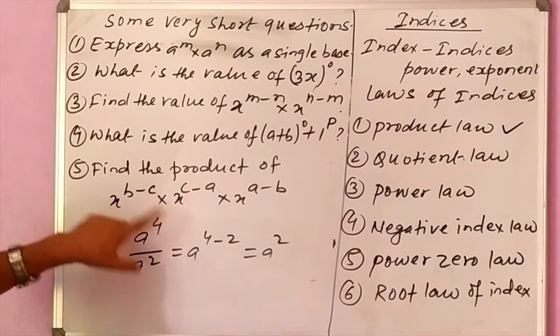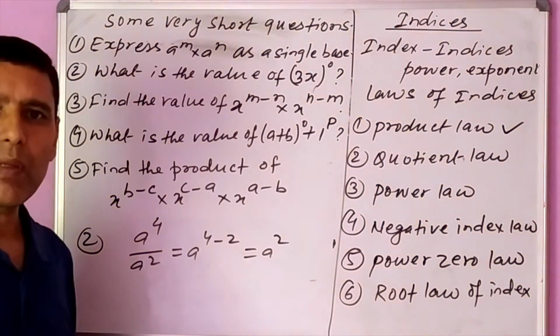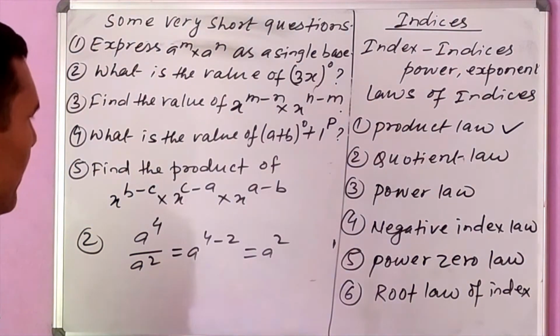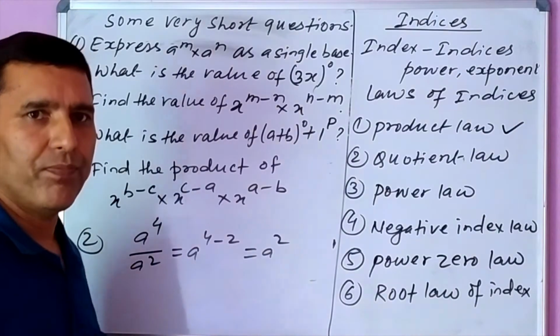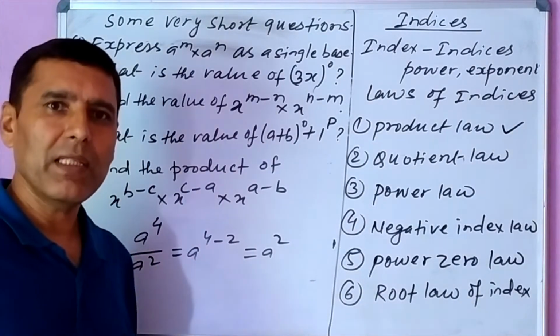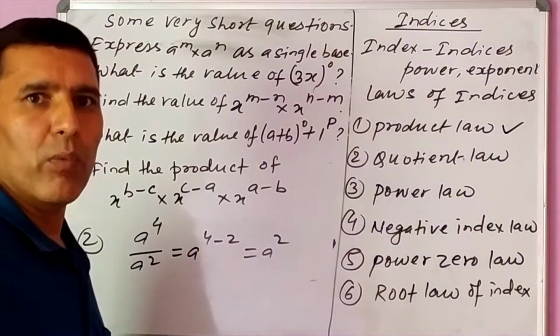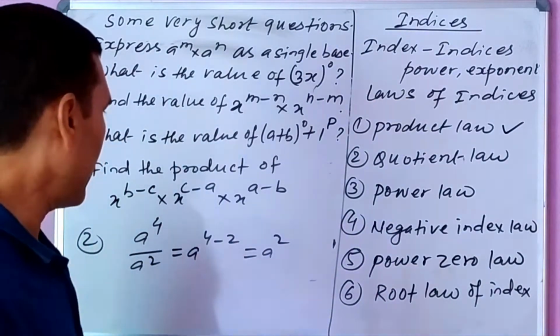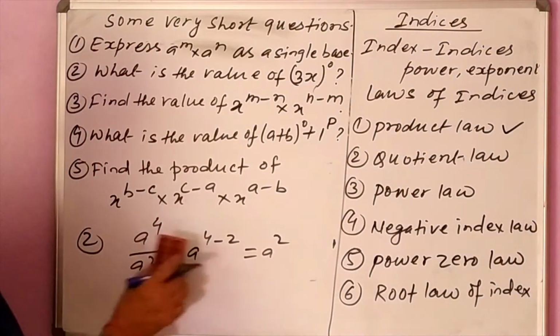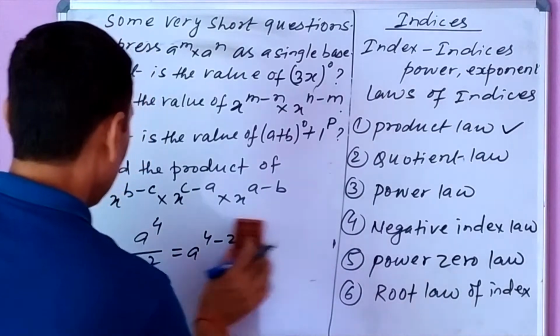Similarly, this 4 also can be brought to the denominator, making 2 minus 4, but generally we express the power in a positive form. So in which side the power is bigger, in which side we will get the positive power, positive index, we transfer towards the same side. So you have understood, it is the quotient law of indices.